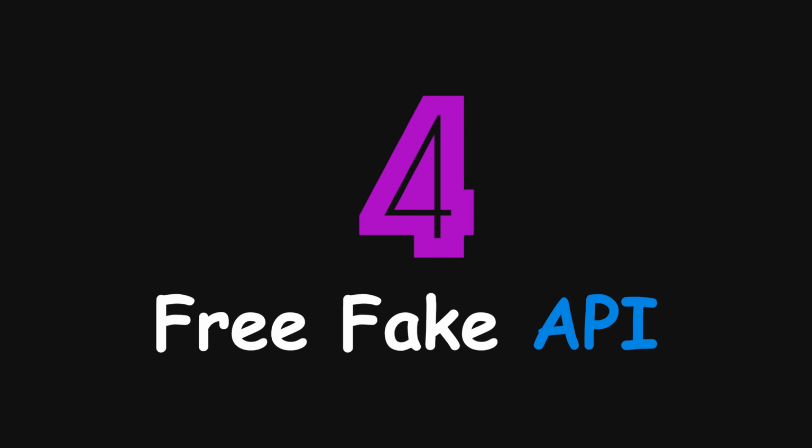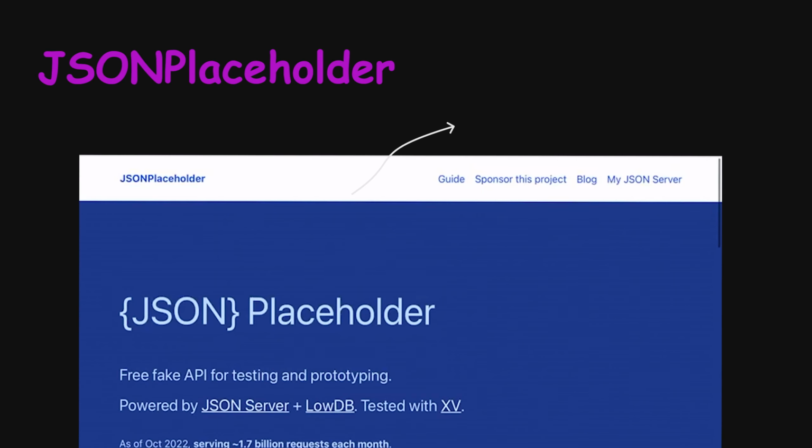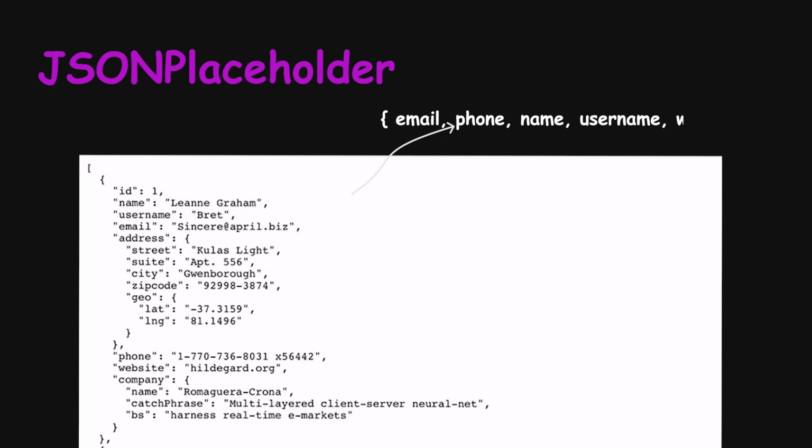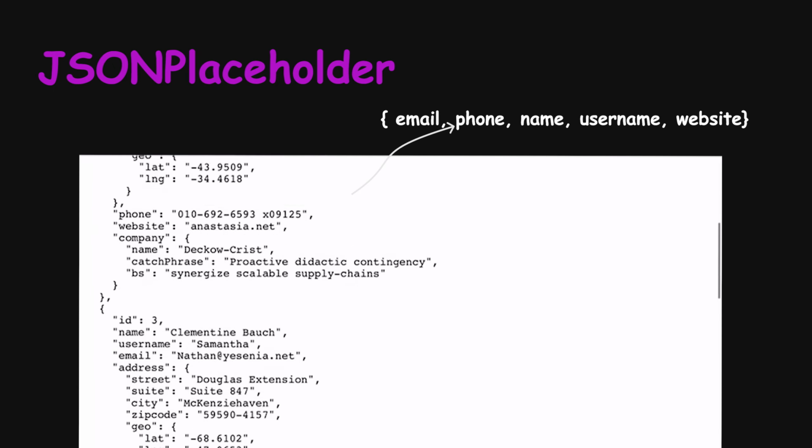Let's start with number 1, that is JSON placeholder. It provides an endpoint that simply returns data which contains email ID, username, passwords, phone numbers, and websites.